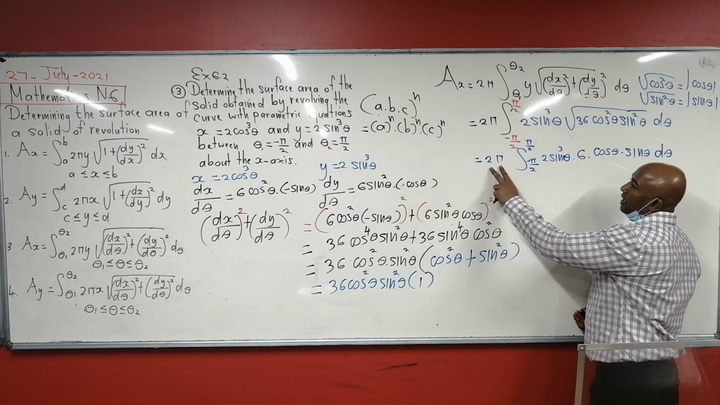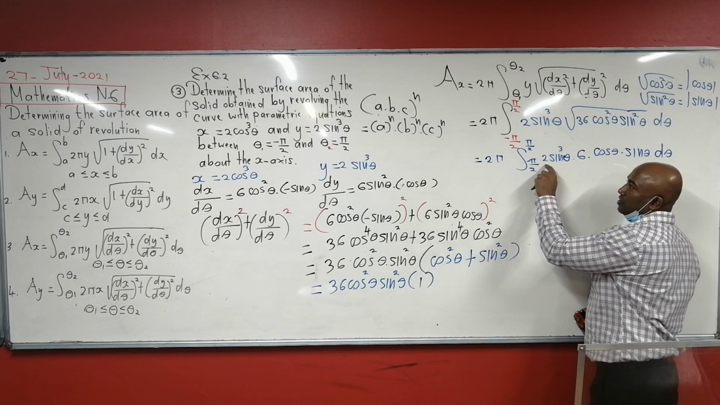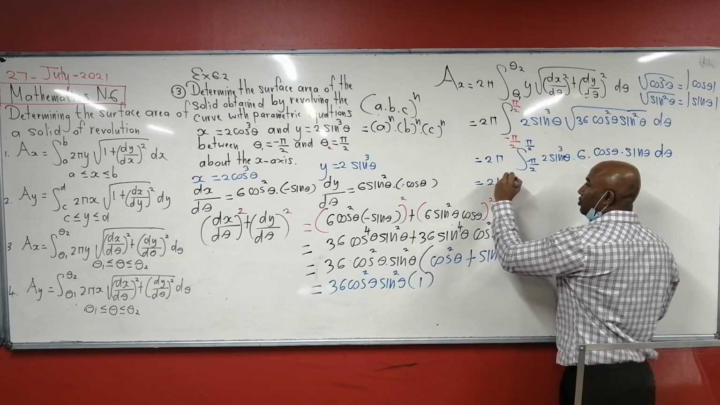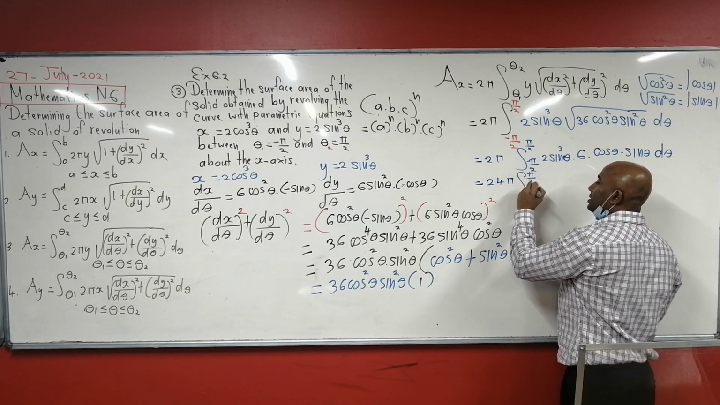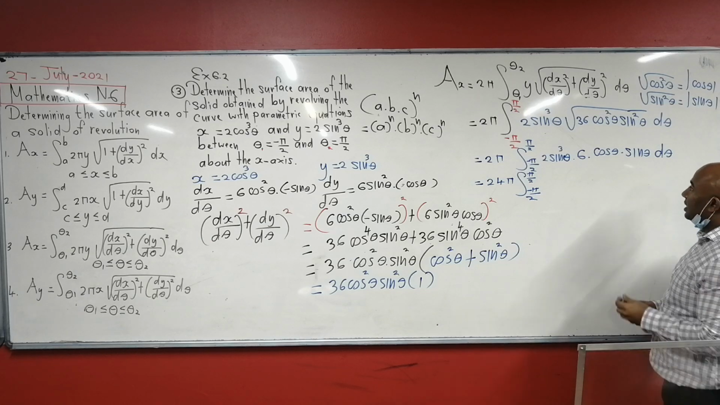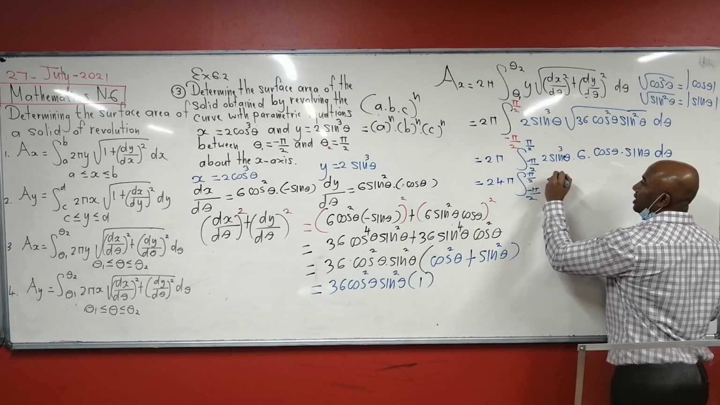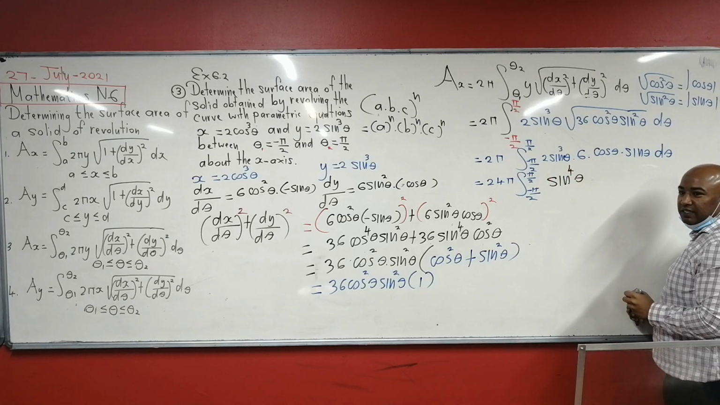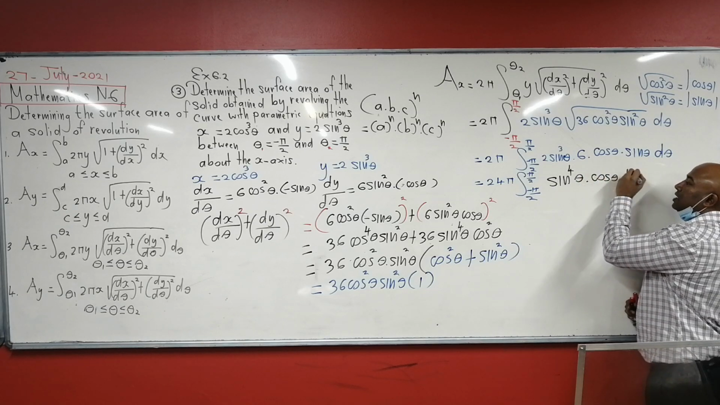Here we have 2 pi. Okay, that's 2 times 2 times 6. So 2 times 2 is 4, times 6 is equal to 24 pi. This is my pi over 2 and minus pi over 2. What do I have here now? Sine to the power 3 times sine is going to be sine to the power 4. Now clear, right? Times my cos theta d theta.